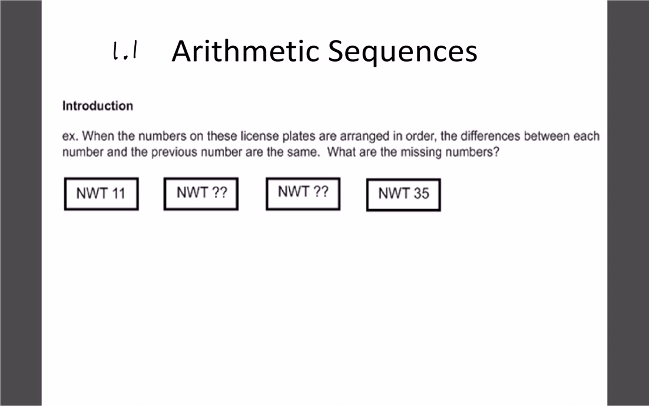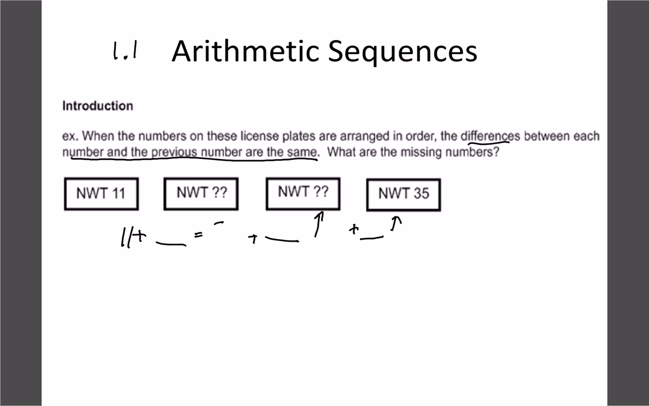You can see here we've got some license plates. The first one starts at 11, then we have a couple of unknowns, and our last one is 35. For it to be an arithmetic sequence, the difference between the numbers has to be the same. So we have 11 plus something equals this plate, and then that answer plus the same thing equals that one, and that answer plus the same thing would equal 35. We can do a little bit of trial and error.